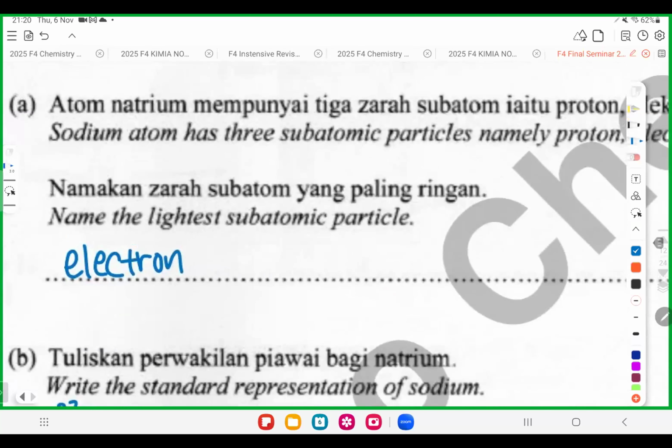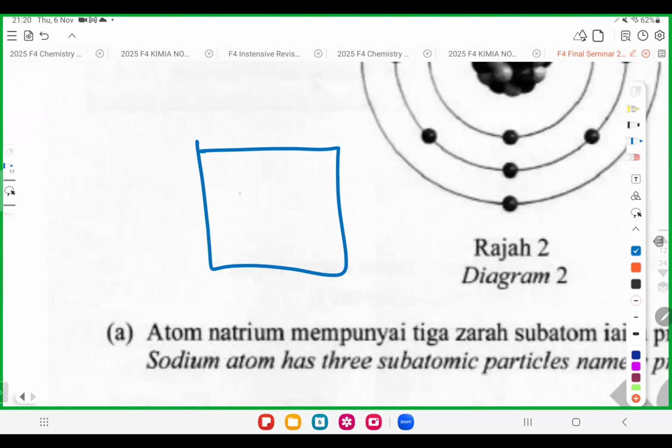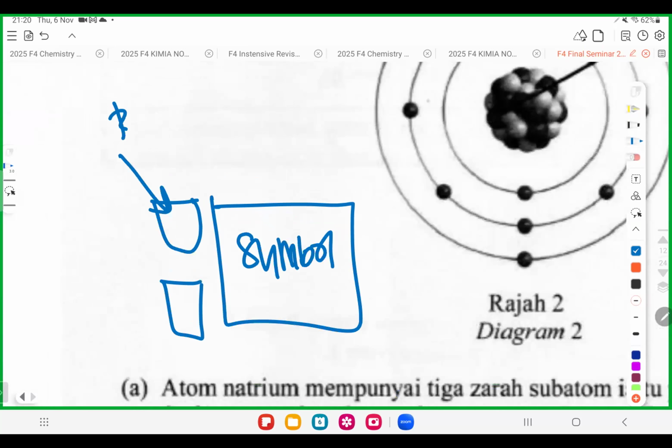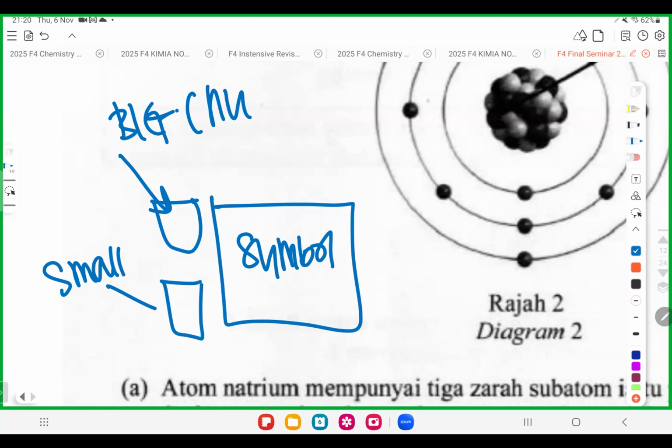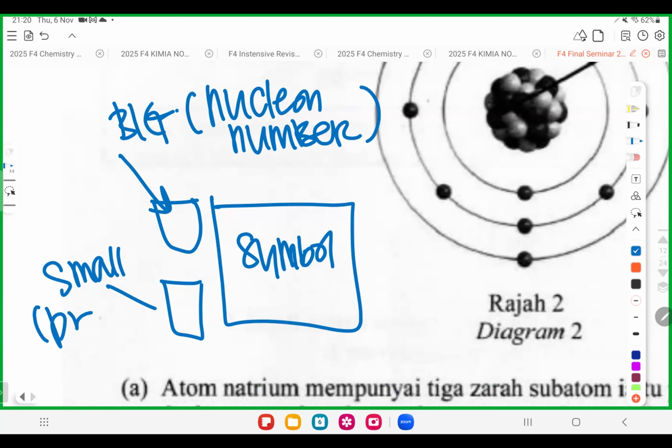Now, write the standard representation for sodium. Okay, what is standard representation? You all learn about standard representation in your Form 4 Chapter 2, right? Standard representation is this. You will have a symbol and you see 2 numbers here. This is a big number, this is a small number. The big number here is called nucleon number. The small number here is proton number.